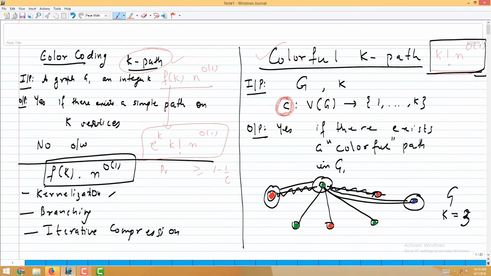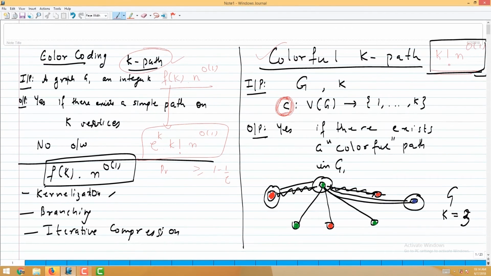I'll quickly tell you the theorem with which we can actually make this deterministic. So what is this theorem saying? Where is the randomization coming from? The randomization is coming from the fact that we are choosing this coloring uniformly at random. I'll tell you what you can do about it, but before that, let me quickly say a couple of concluding remarks about color coding.